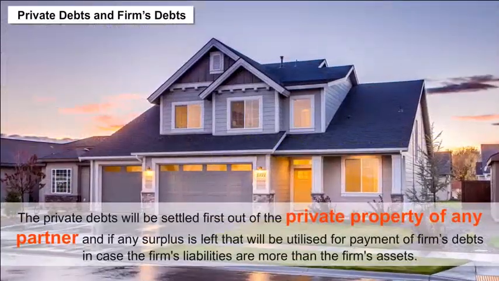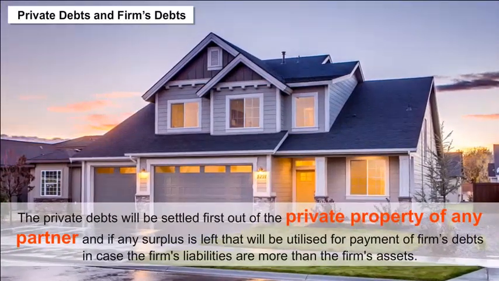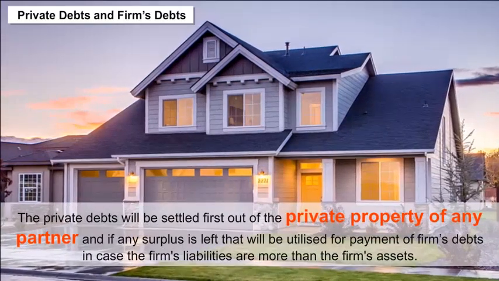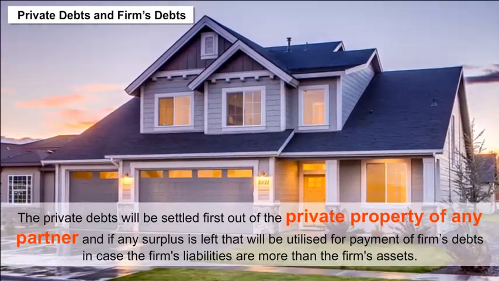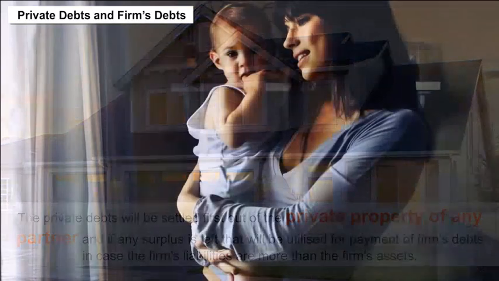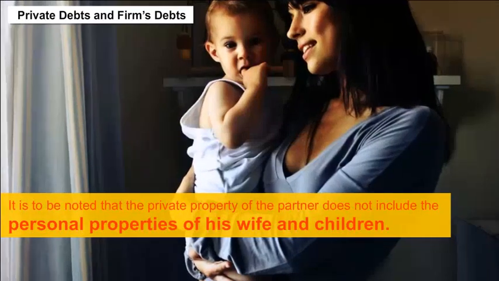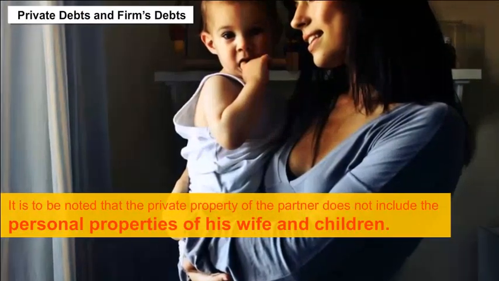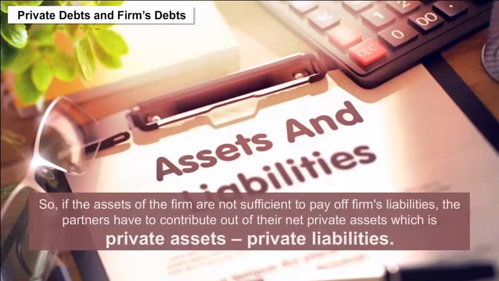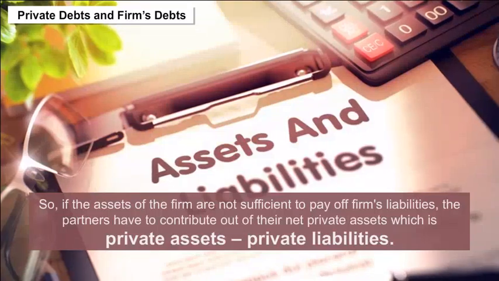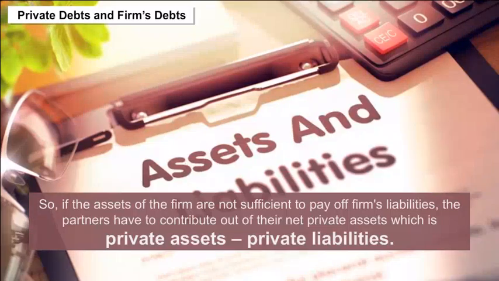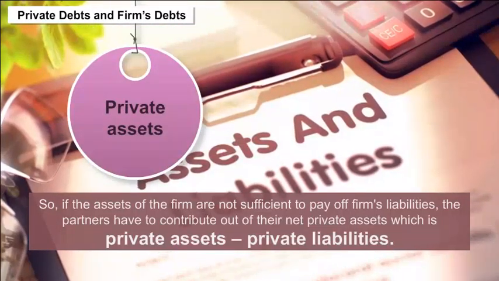The private debts will be settled first out of the private property of any partner, and if any surplus is left, that will be utilized for payment of the firm's debts in case the firm's liabilities are more than the firm's assets. It is to be noted that the private property of the partner does not include the personal property of his wife and children. So, if the assets of the firm are not sufficient to pay off the firm's liabilities, the partners have to contribute out of their net private assets, which is private assets minus private liabilities.